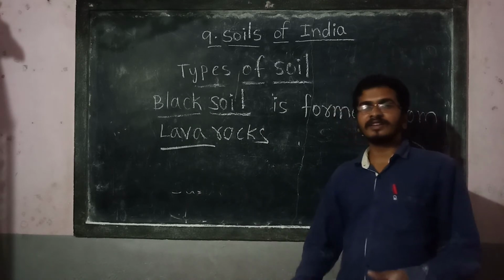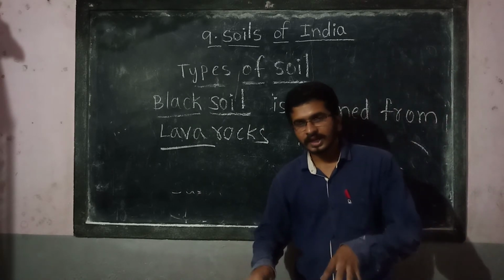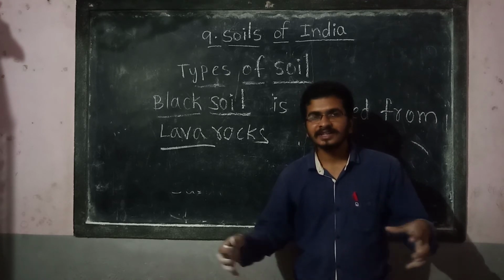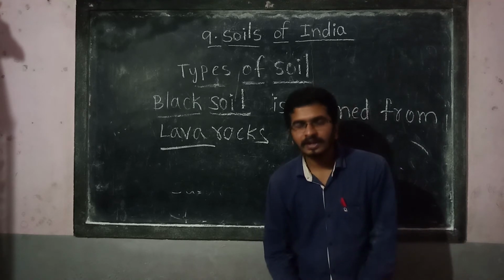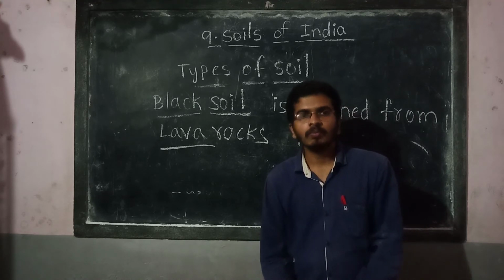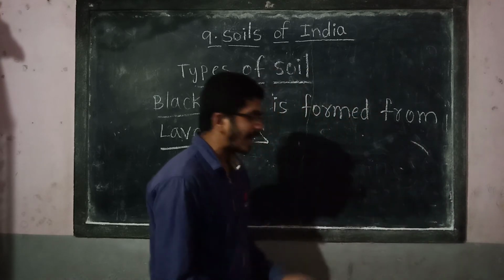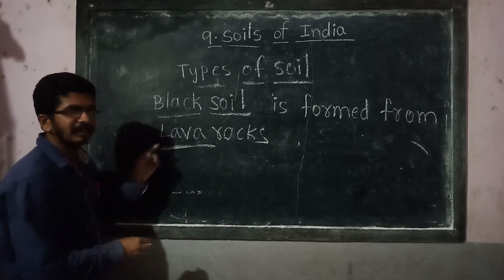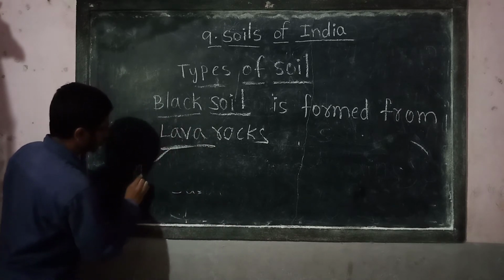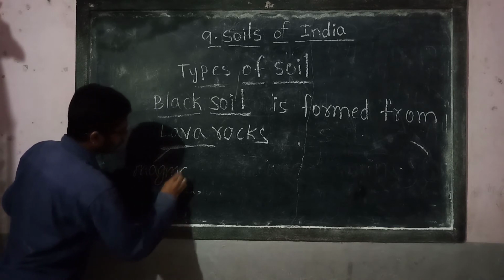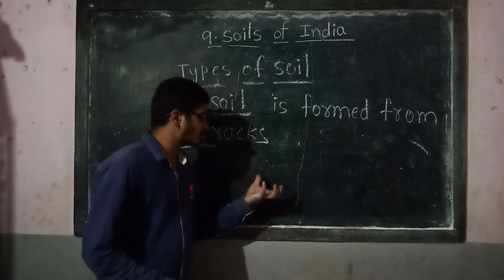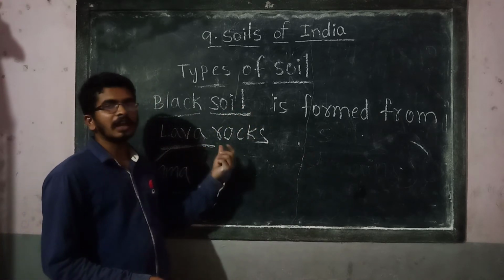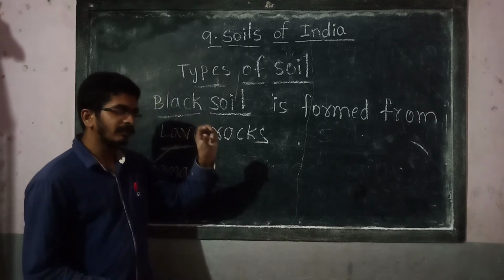Lava means whenever the volcano in the earth has so much intensive heat, whenever the intensive heat pressure occurs, the heat will come out, erupt outside and come as lava. It is also called magma. So that hot material will come out from the earth, and these lava rocks, after so many years, will get cooled down.